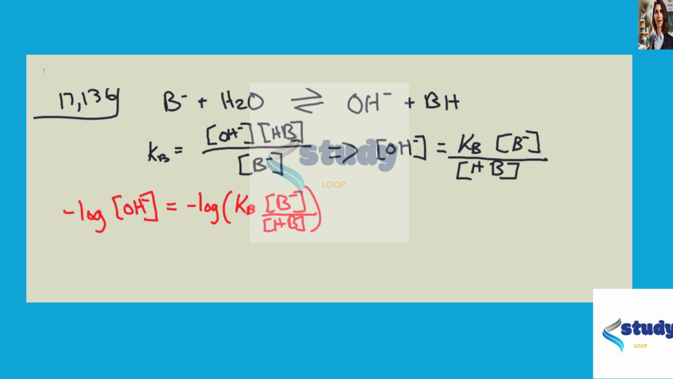So if we simplify this further, we can simplify the left side to be equal to pOH, from the negative log of OH, and we can separate out our terms here. So the negative log of Kb plus the log of, minus the log, we still have to keep the negative here, minus the log of base over the conjugate acid.